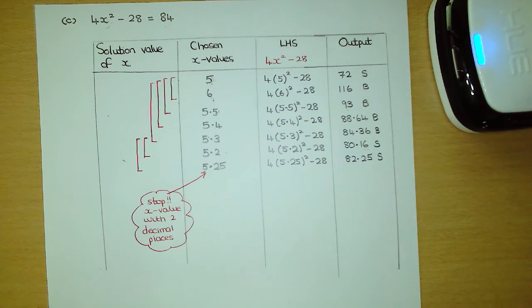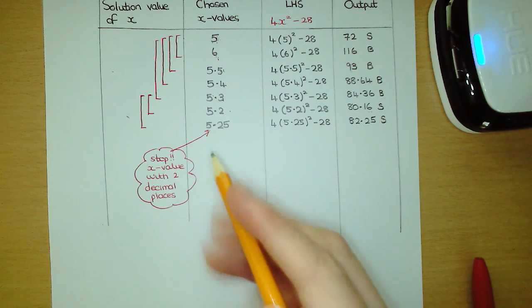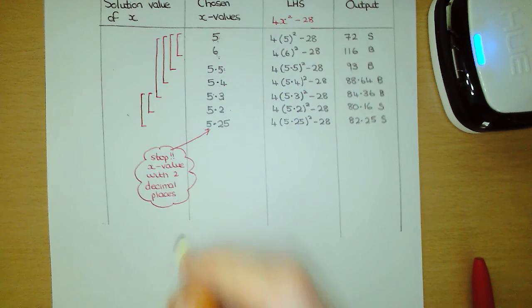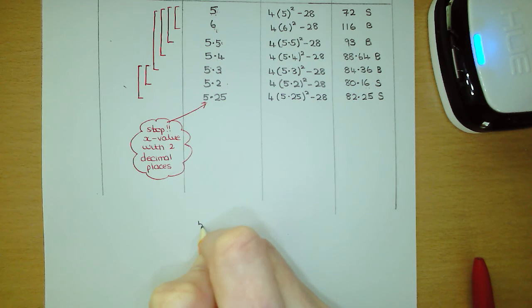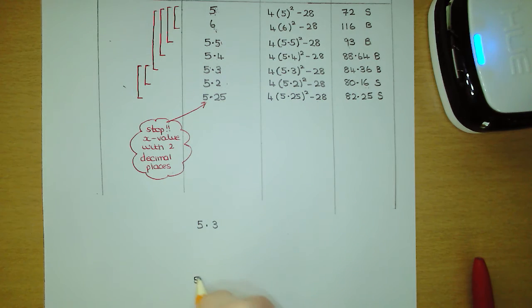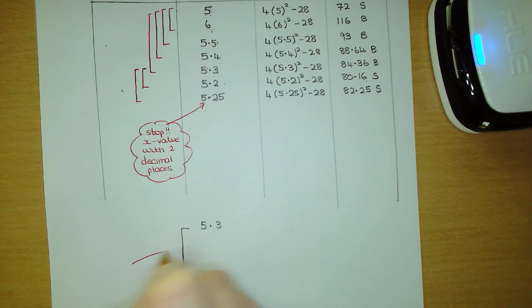So we now write down the final gap that the solution value lies in. So the solution value lies between 5.3 and 5.25. So we just copy it down. 5.3 and then 5.25. So the solution value lies in there.